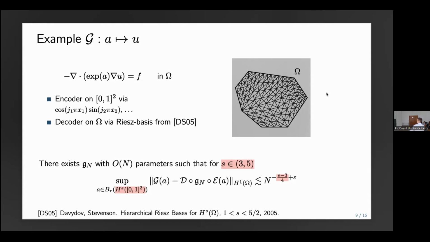And as I said already, this is just one example, of course, a simple example, but essentially this carries over to also more complicated PDEs.